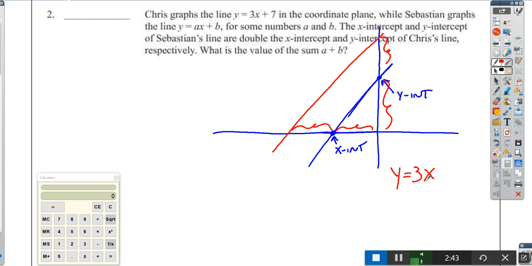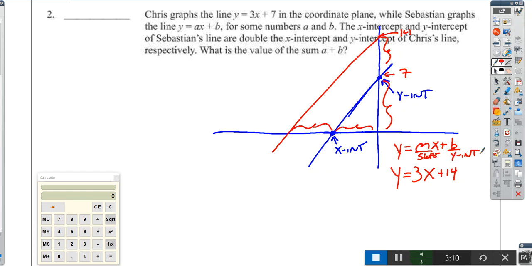And when it comes to the intercepts, I know that this is at 7. Well, what's double 7? So this has to be at 14. And we know that equations of lines are written as y equals mx plus b, where m is the slope and b is the y-intercept. And so that's problems 1 and 2.